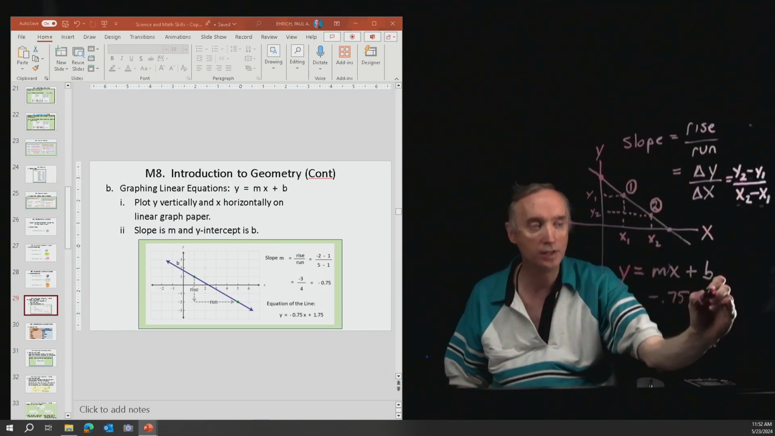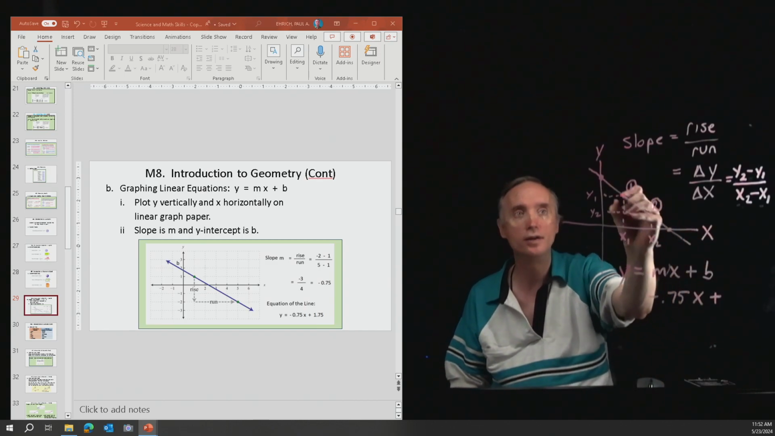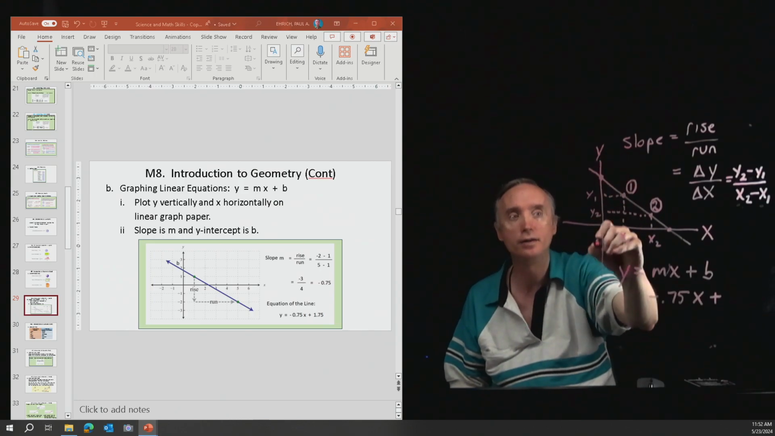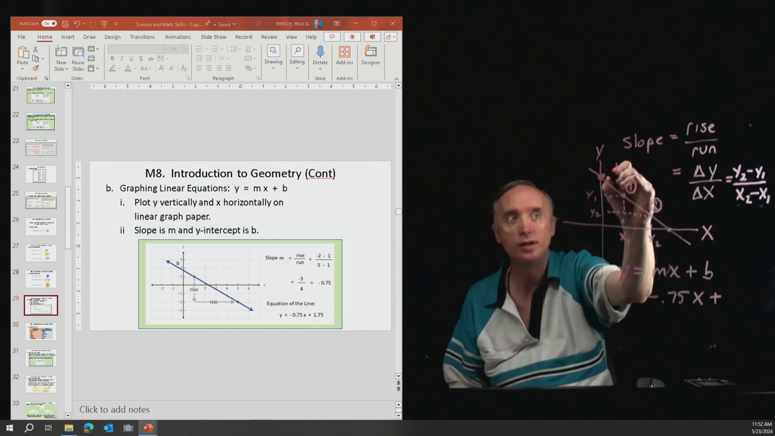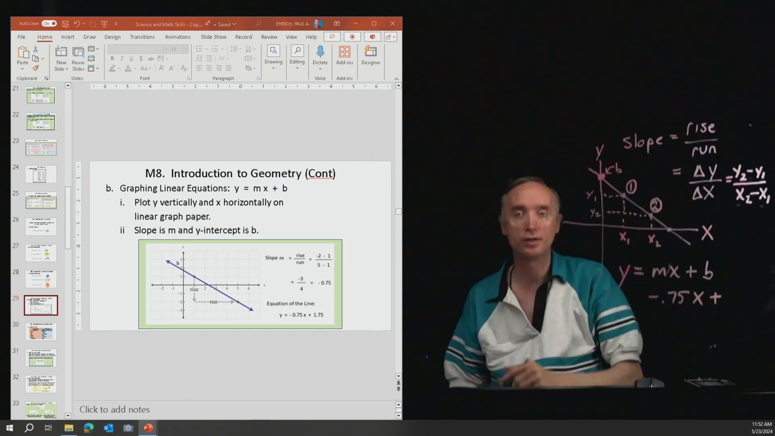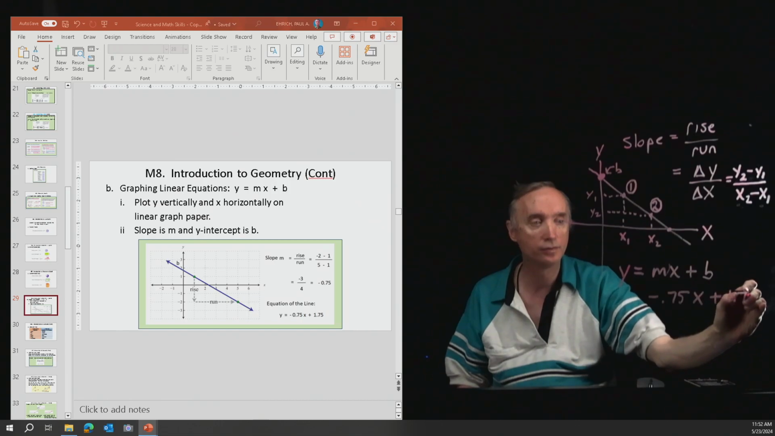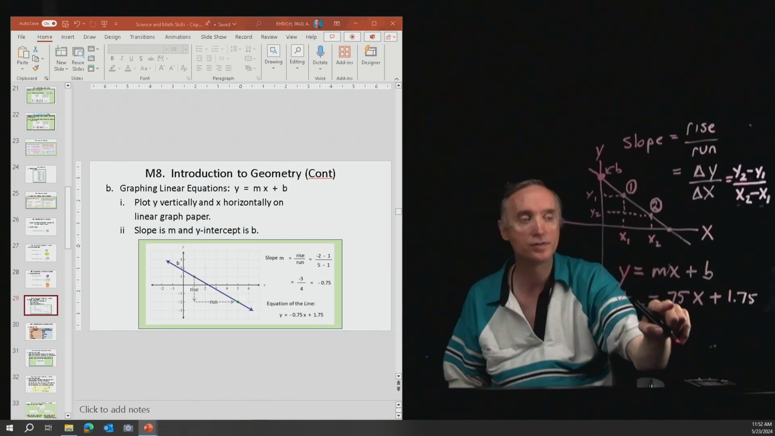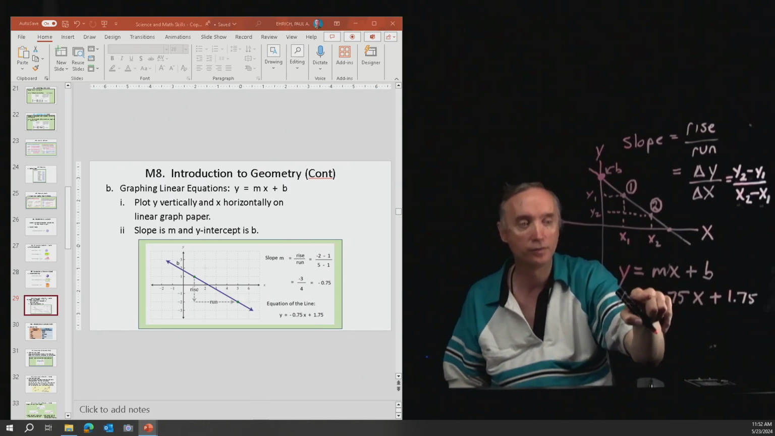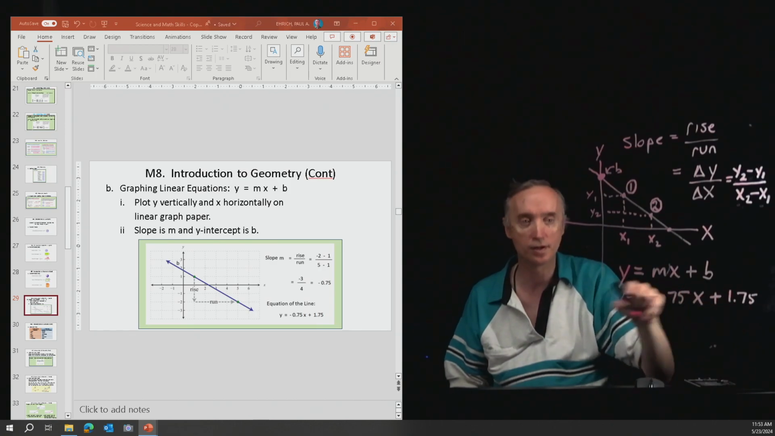And then you've got the b. The b is going to be the slope intercept. So where is it going to intercept the y axis? This point up here, that would be the b. In this particular case, the b turns out to be 1.75. So y equals negative 0.75x plus 1.75.